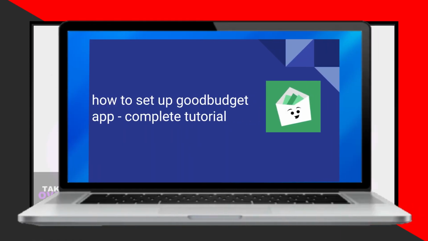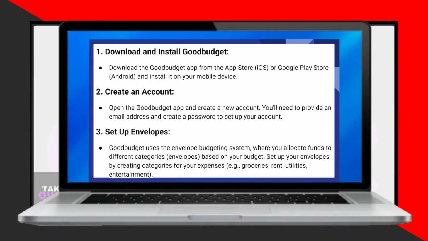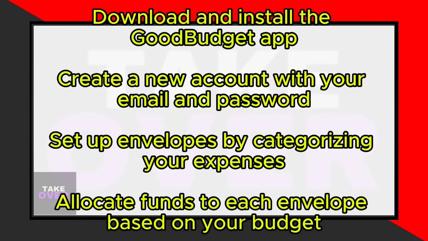Setting up the Goodbudget app is a straightforward process. To begin, download the app from either the App Store or Google Play Store and install it on your mobile device. Upon opening the app, you'll need to create a new account by providing an email address and creating a password. Goodbudget utilizes the envelope budgeting system, where you allocate funds to various categories based on your budget.